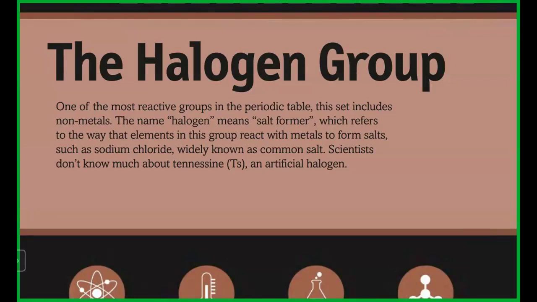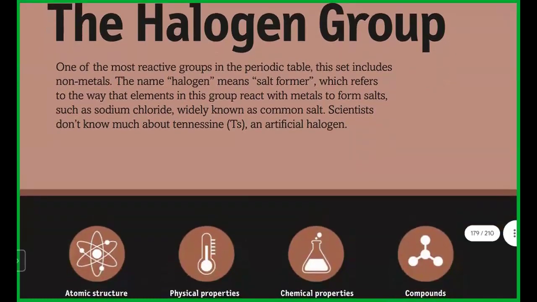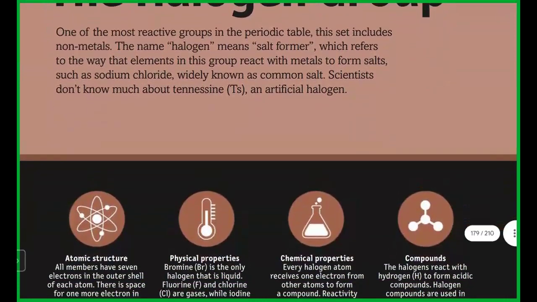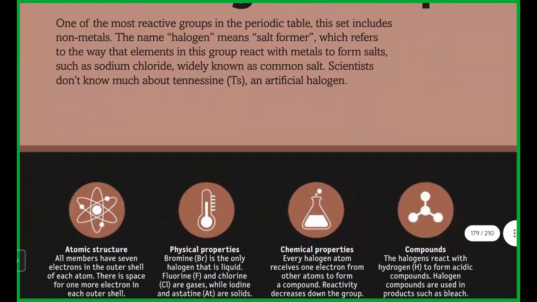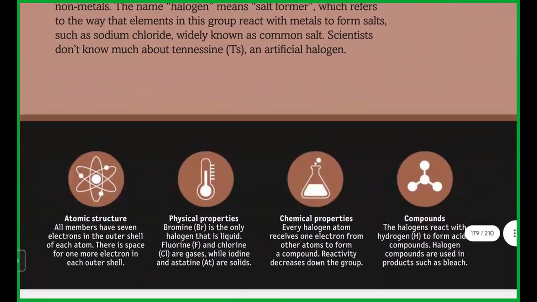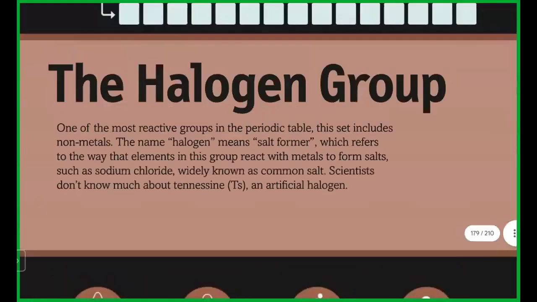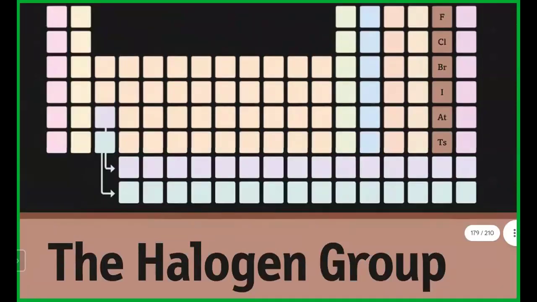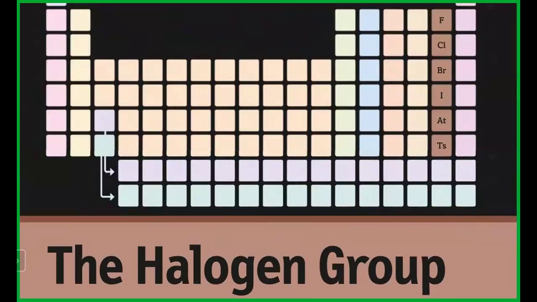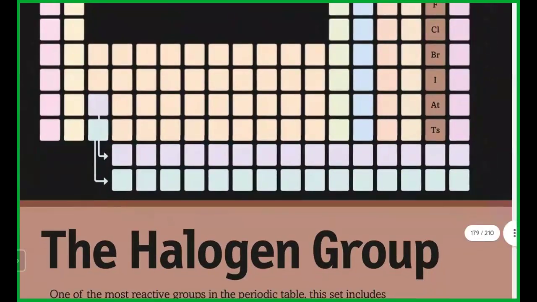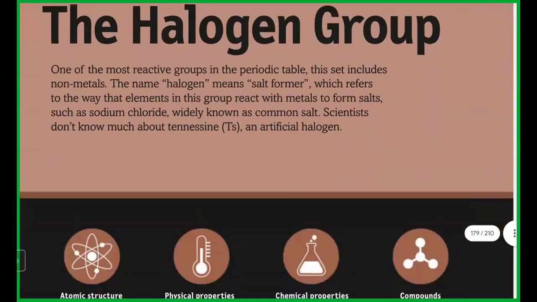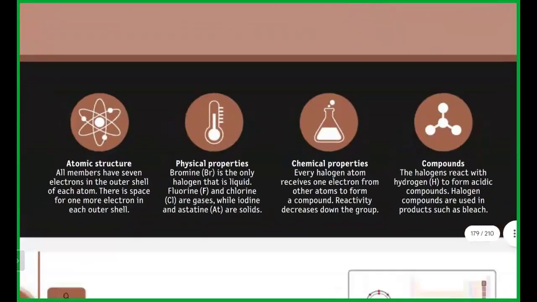And then scientists don't know much about tennessine, Ts, an artificial halogen. So Ts, the artificial halogen, is not very common. So it's barely studied at this period here. Okay, so here are the 4 characteristics.